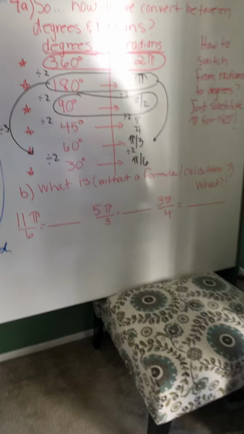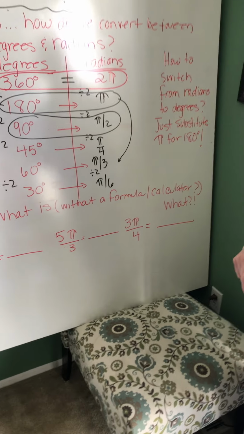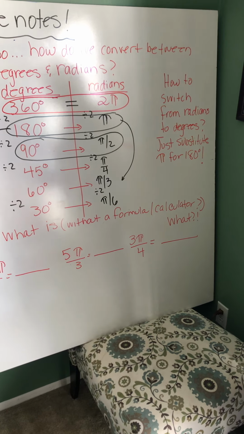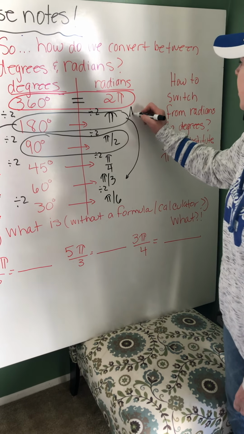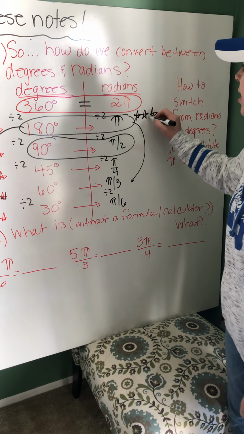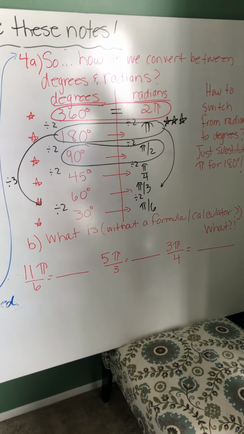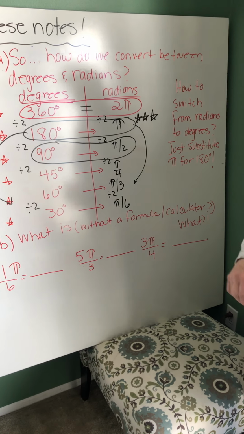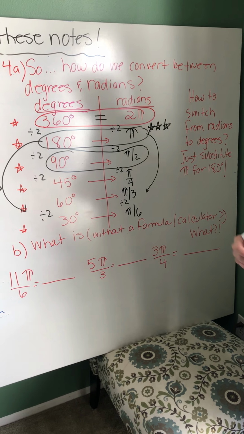So I just want to check over here though. So we did pretty good switching from degrees to radians. How would we easily switch from radians to degrees? Well, here's what we know. Here's the most important information right here. 180 degrees equals pi. So if I have radians with a pi in it, how do I switch it to degrees? Wherever I see a pi, I put 180.